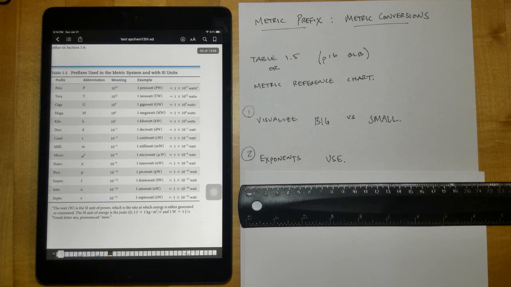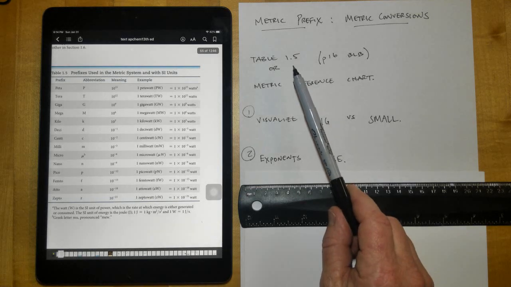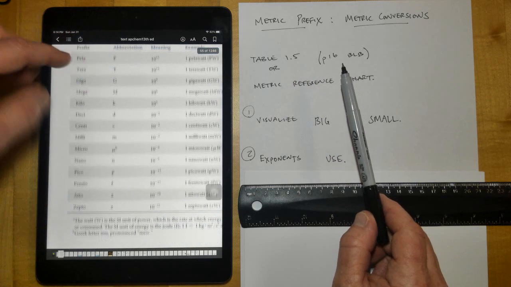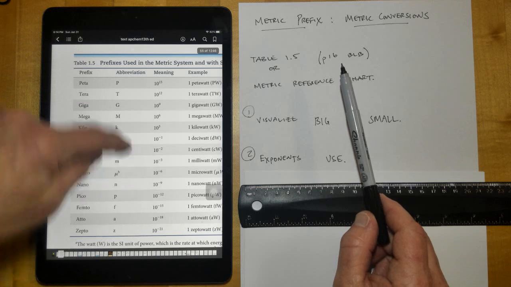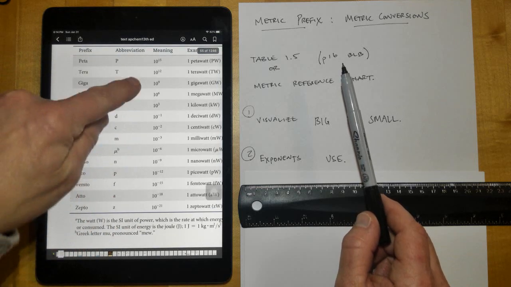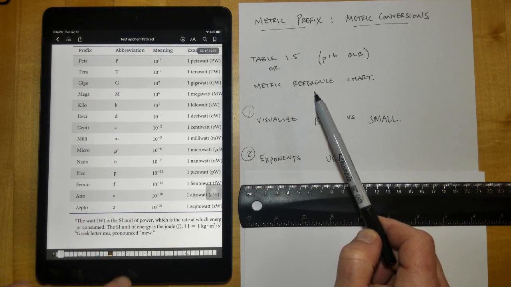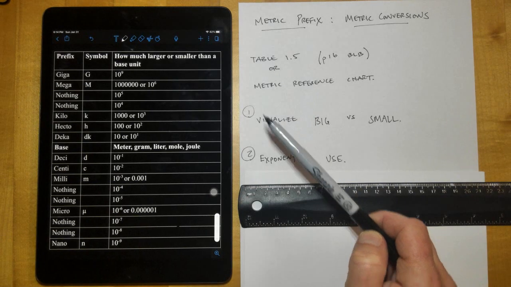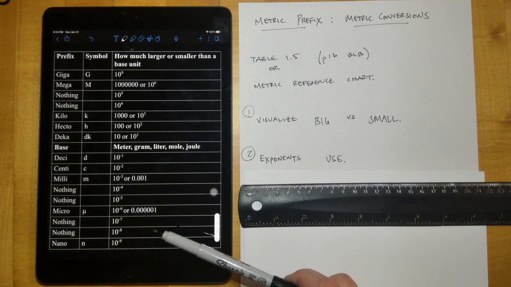So this is a two-part review on the metric system and using metric prefixes to do metric conversions. Step number one is where to find some tables of metric prefixes. In Brown-LeMay-Burdge, page 16, you can see the abbreviations, the prefixes, and the meanings in exponents, which is where you want to be. Then also in your notes, there's a really nice metric prefix table that I put in Notability, so it's going to be real easy to see.